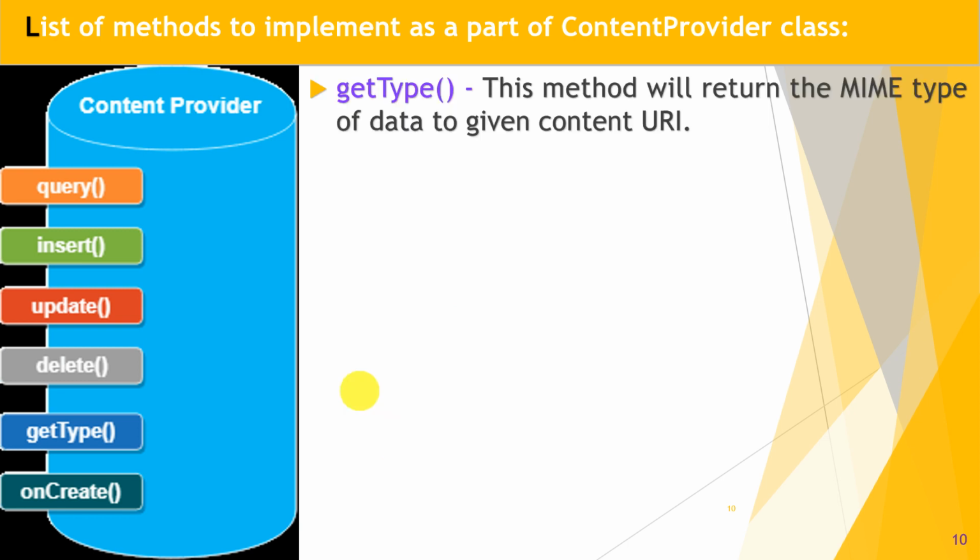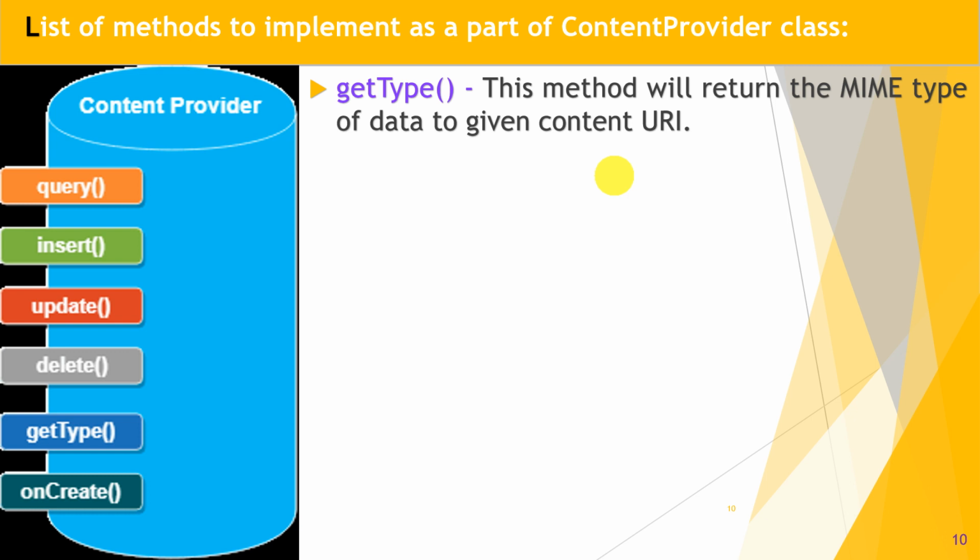Next is get type. This method will return the MIME type of the data for the given content URI. So the get type method, guys, we know that MIME types, that is multipurpose internet mail extensions, is a standard that indicates the nature and the format of documents or files.